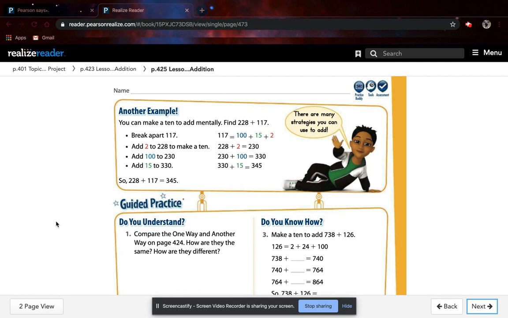Okay? So it says to break apart 117, it would be 100 plus 15 plus 2. And in this case, it's not one where you can say 117 because you need the 3 numbers. And then it takes you through the other 3 steps right here.